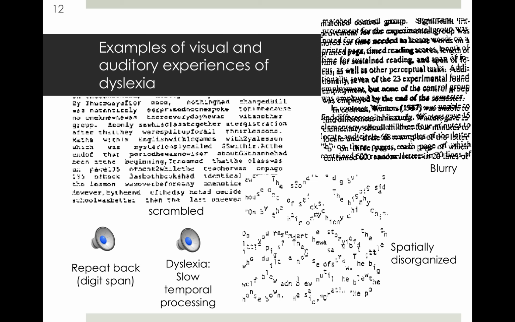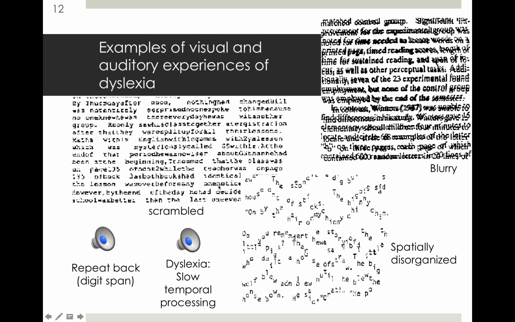If in your language it takes less time to say these words, then you tend to have a bigger working memory storage for digits. But what people with dyslexia tend to show is less ability to repeat back these digits. So the digit span is smaller.